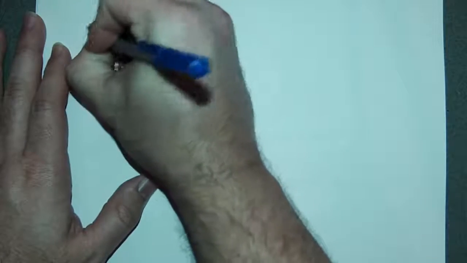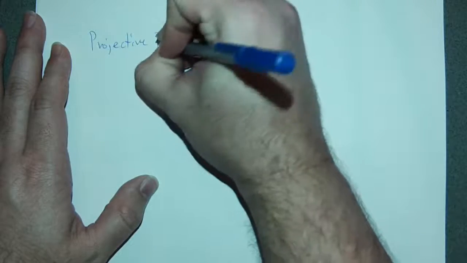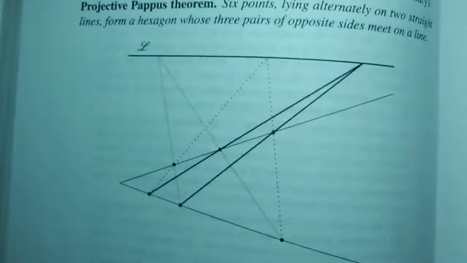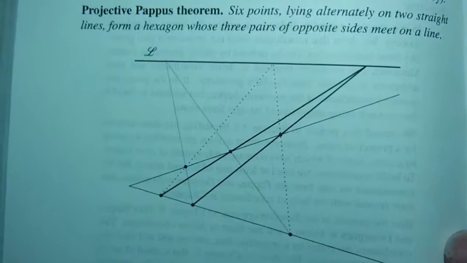Okay. All right. So let's look at the projective Pappus theorem. I'm not going to waste my time drawing this thing because my drawing would be bad. So I'm going to show you the very nice drawing in the book, although these lines can be very faint, so I'm going to try to get it really close to the camera. There we go. Okay. So, projective Pappus theorem.